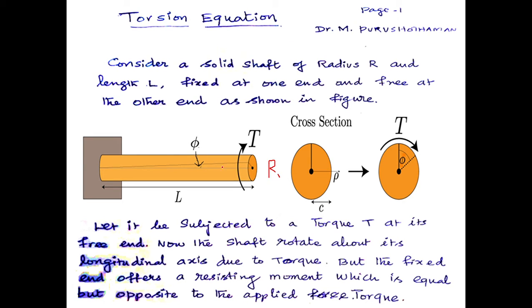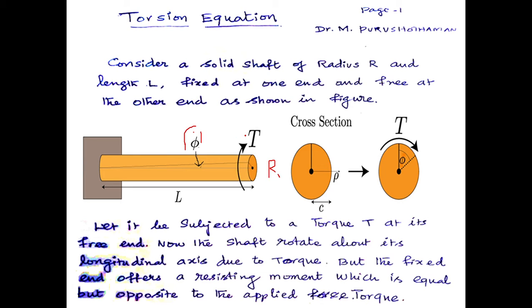That angle of displacement of this longitudinal fiber is known as shear strain, denoted by phi. This is the longitudinal axis on the surface. We consider on the surface the longitudinal fiber displaced to some distance due to the twist. So the angle made by this displacement is known as phi and is called shear strain.